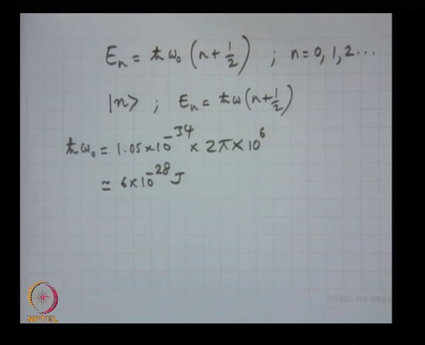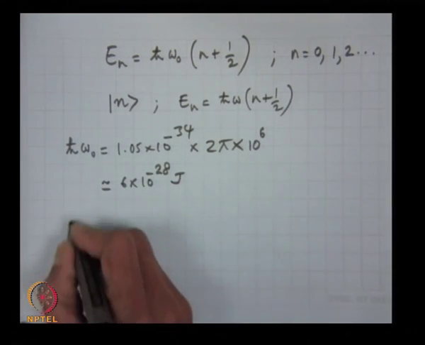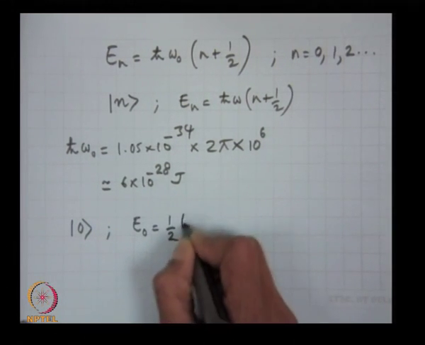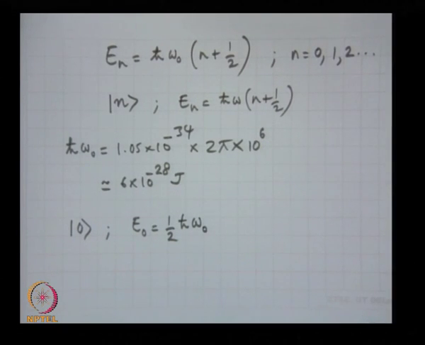Just like the harmonic oscillator, if you take the LC circuit in some state, also note that the lowest possible state is called the vacuum state, in which n is equal to 0. So this is the lowest energy state. The energy is half h cross omega naught. This again comes from the uncertainty principle, because I have put this commutator relation between Q and P.